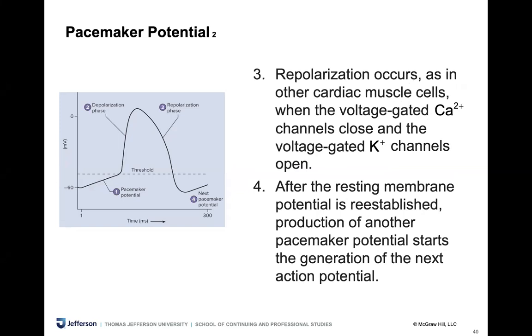Repolarization occurs as in other cardiac muscle cells, when voltage-gated calcium channels close and voltage-gated potassium channels open. After resting membrane potential is reestablished, production of another pacemaker potential starts the generation of the next action potential, and you start the whole cycle over again.